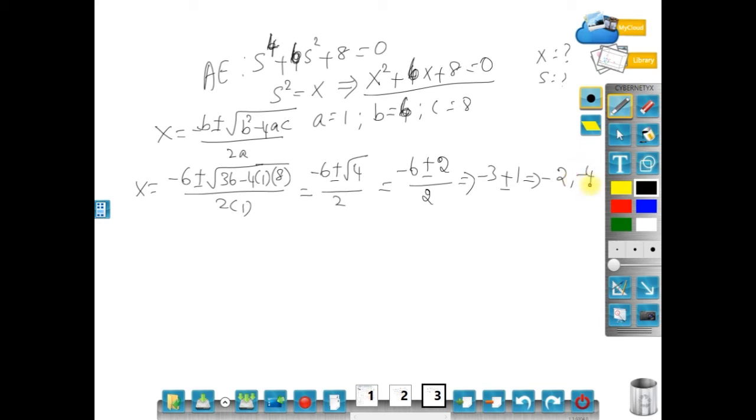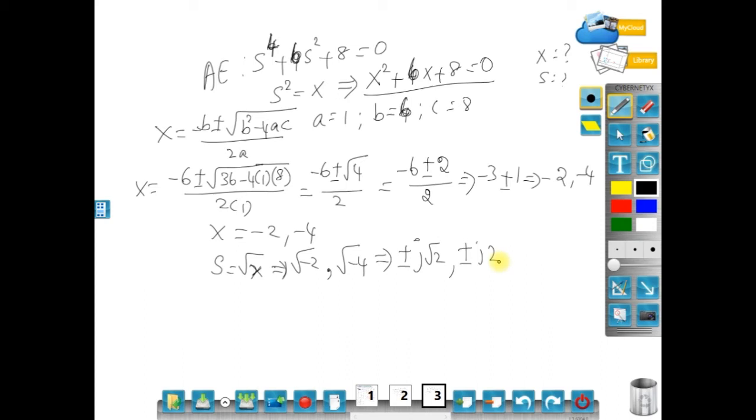See, x value is minus 2 and minus 4, s equal to root of x, is it not? So s is also having two values, root of minus 2 comma root of minus 4. The answer is root of minus 2 is nothing but plus or minus j root 2, right? And then another solution is plus or minus j2. So you can find the location of the roots.